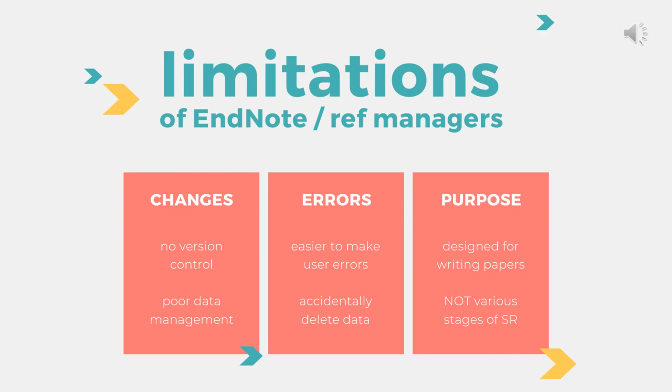Workarounds can include having separate files for all of your retrieved references, your unique references, and your included references, or splitting these up into groups in one single file, but these can be hard to keep track of. Secondly, it's easier to make user errors. You might accidentally delete data or lose a reference. From my own experience using groups, I know how easy it can be to click move to trash instead of remove from group. Finally, although software such as EndNote are called reference managers, they are built for keeping track of references in the paper that you're writing or your thesis, not working through the various stages of a systematic review.